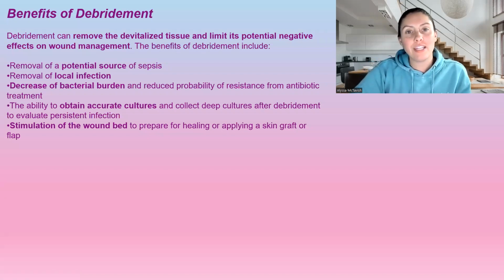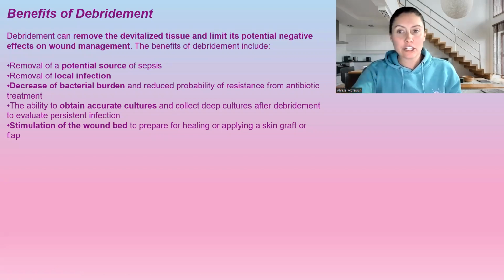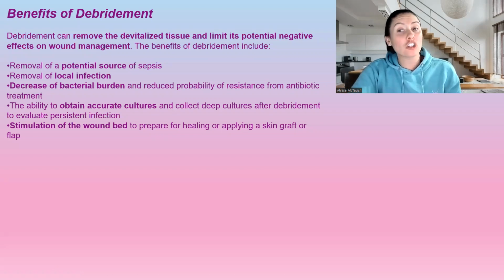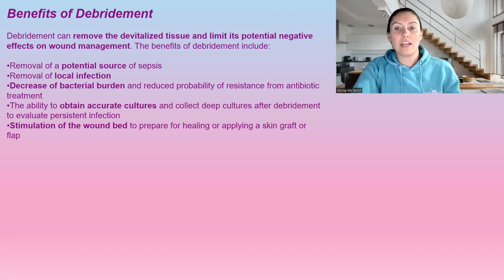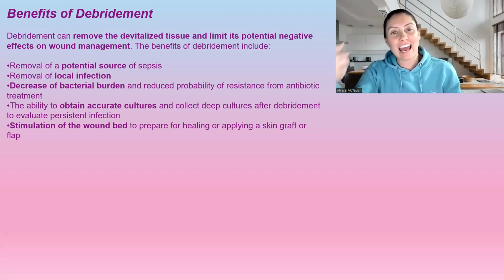So I did go over a few of these in the last slide, but I'll just go over them again. So benefits of debridement. It's the removal of devitalized tissue to prevent or limit potential negative effects on wound management. Okay, so if we're removing the devitalized tissue, we're removing the potential source of infection. We're removing local infection. We're decreasing bioburden. We're then able to actually obtain an accurate culture.